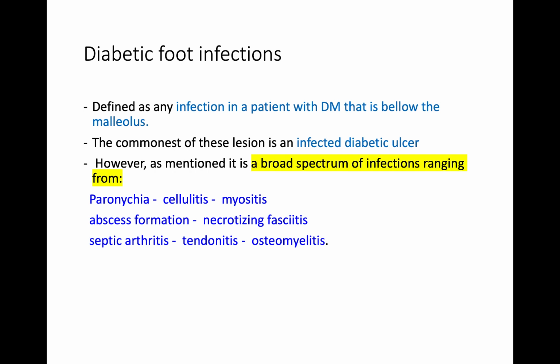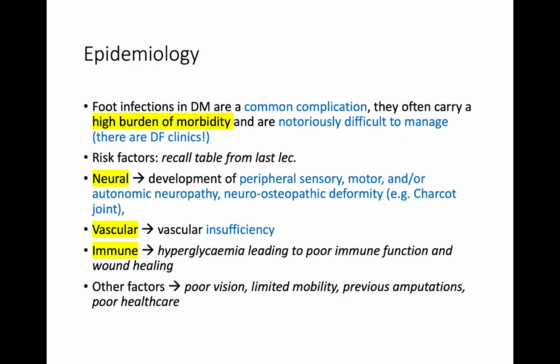So what is diabetic foot? It's basically an infection in a patient with diabetes that is below the malleolus. Okay? Anything below the malleolus is called diabetic foot. The most common of these is an infected diabetic ulcer. However, as mentioned, it is a broad spectrum of infections ranging from all what we mentioned. So, what do we see here?